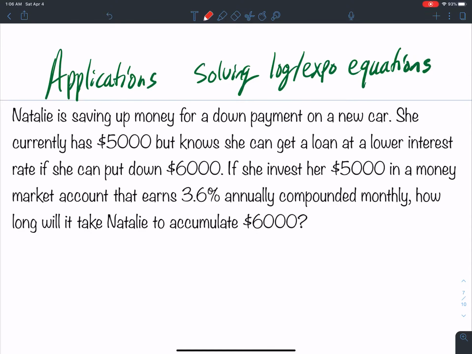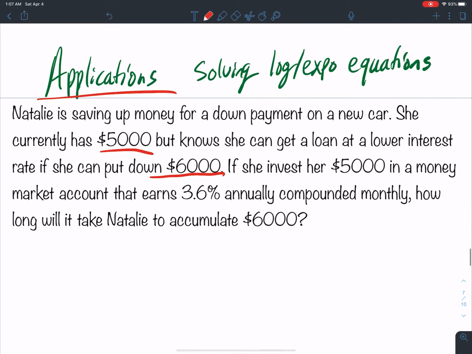Okay, so we're working on applications for solving log and exponential equations. Natalie's saving up money for a down payment on a new car, right? Now, she currently has $5,000, but knows that she can get a loan with a lower interest rate. Why is that good? Because she pays less money, right? If she can put down $6,000, the more money she's got, the less likely she might default on the loan. So maybe the better rate she gets, right?